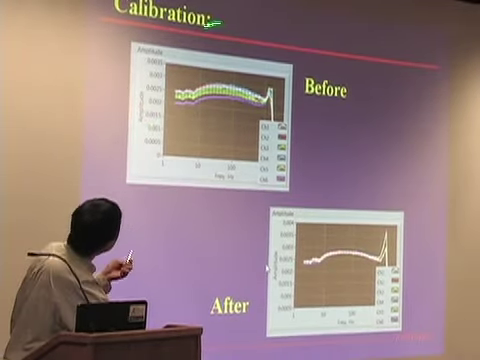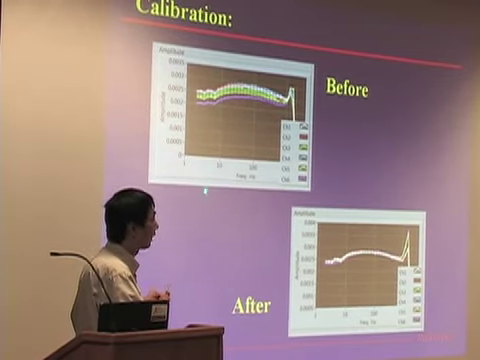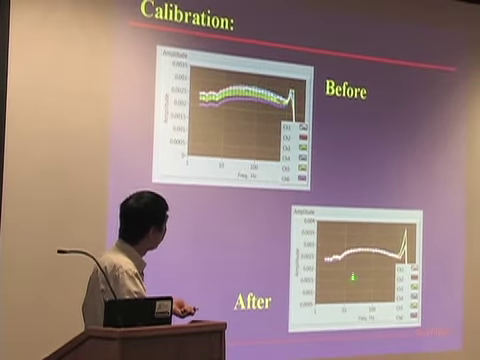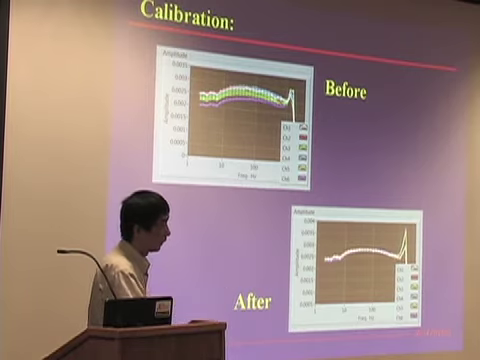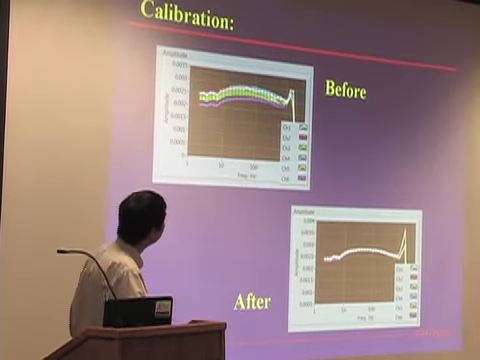And calibration. Because we have multiple channels, we have to do very careful calibration. We can see before calibration and after calibration, we can put all the signals together on top of each other. That means a very high consistency between channels.